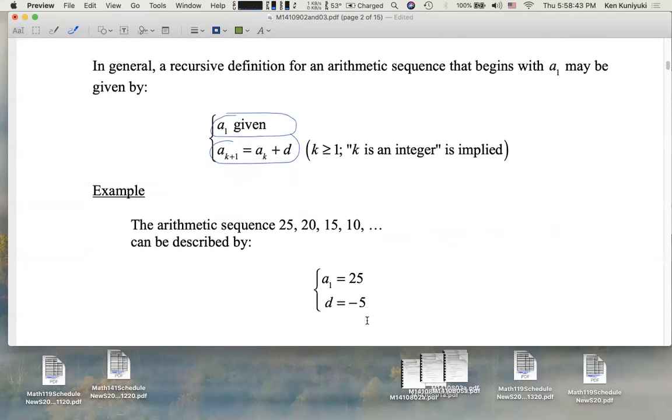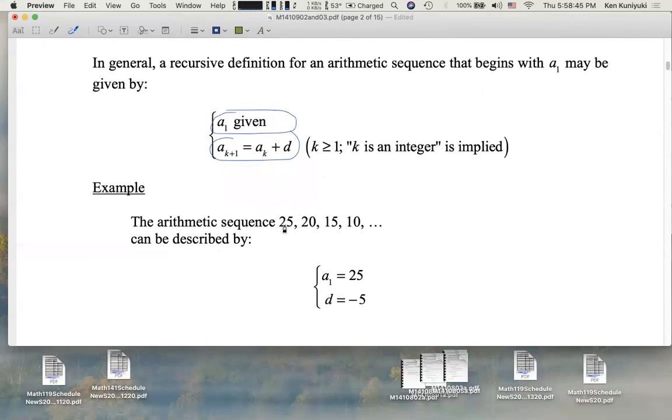All right. The arithmetic sequence 25, 20, 15, 10. This time you subtract 5, which means that the common difference is negative 5. So you can have an arithmetic sequence that's decreasing. That means that D, the common difference, is negative. For example, 20 minus 25 is negative 5.